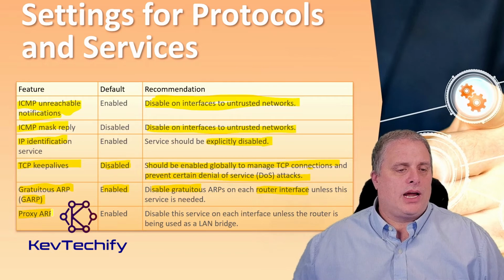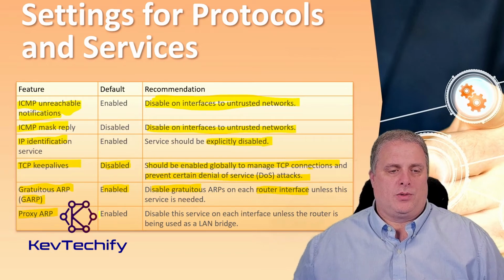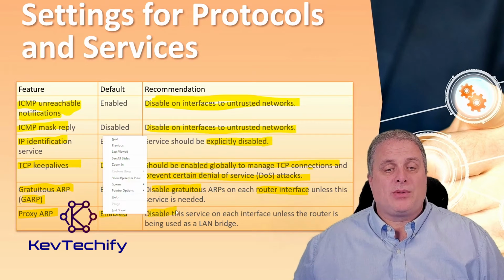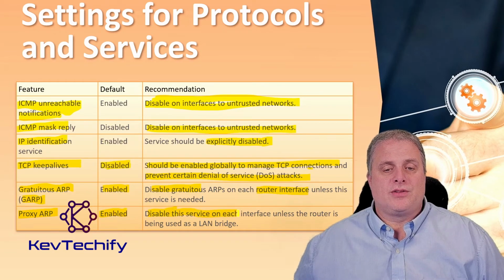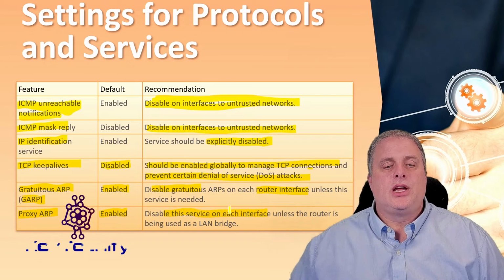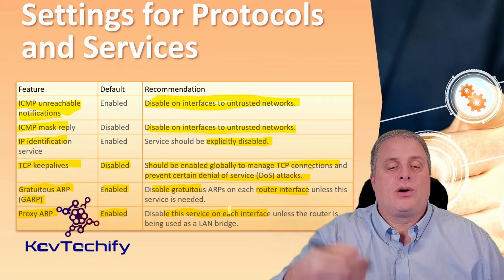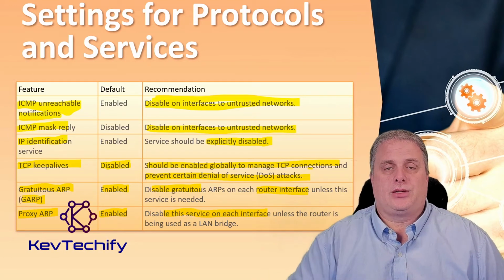And then finally we have the proxy ARP here, once again enabled by default. Disable the service on each interface unless that router is being used as a LAN bridge.